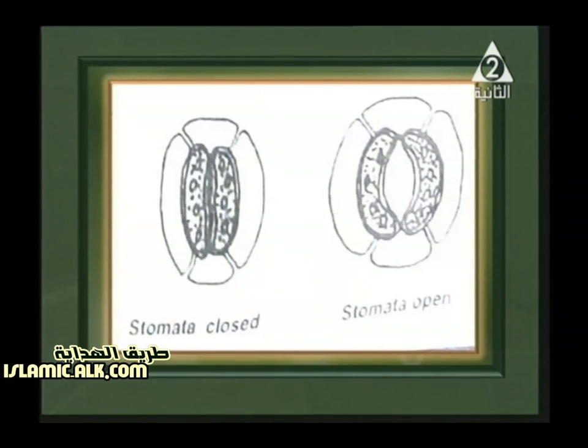And this is the shape of closed stomata and opening stomata. The right side one is opening stomata, when the plant wants to get rid of excess water, while on the left side, this is closed stomata, when the plant wants to keep a large amount of water.